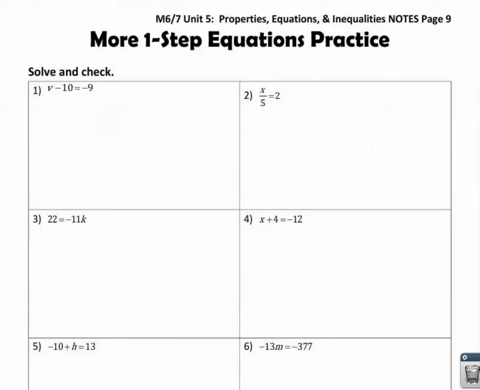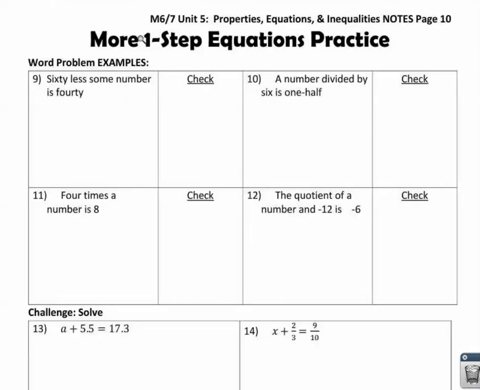Let's turn a couple pages down. Skip page 9. Let's move to where it says more one-step equations practice. Let's look at a few word problem examples. In the first example, it says 60 less some number is 40. So there's no flip word here. So 60 less some number is 40.